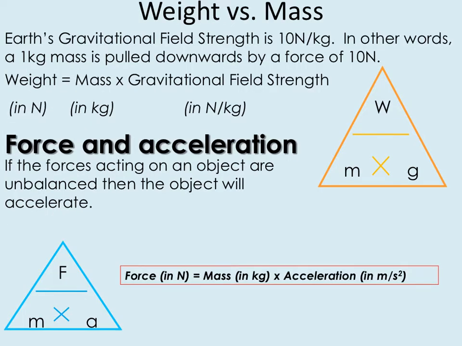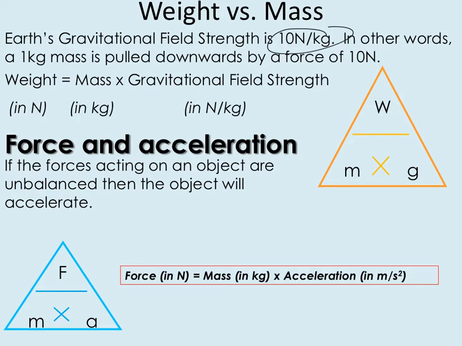So we're going to look at the difference between weight and mass here. On Earth, you need to know that the gravitational field strength is 10 newtons per kilogram. That's not given to you in the exam. You need to know that and take that information in with you. It's actually slightly lower, but for GCSE you need to know it's 10 newtons per kilogram. In other words, that means that a 1 kilogram mass is pulled downwards by a force of 10 newtons.